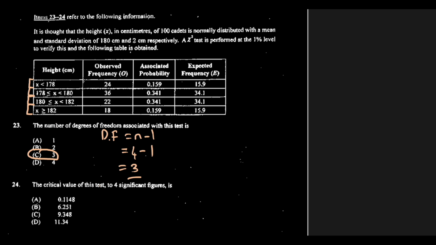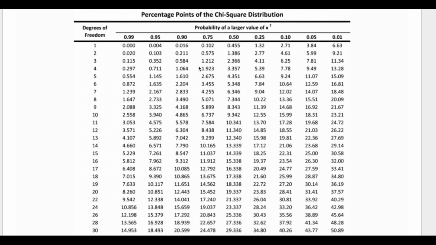Now the next question wants us to look for the critical value of this test to 4 significant figures. So if you're looking for the critical value, what we need to have is the degrees of freedom, which we already got, and we also need to use the level of significance. So we have a 1% level of significance. So I'm using the chi-square test values. So 1% can also be written as 0.01.